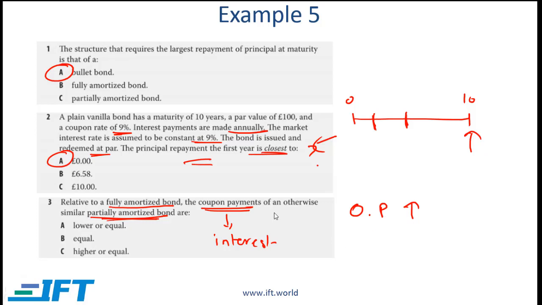The interest rate is the same. And how do we know that? That fact is contained in this word over here. When the question says otherwise similar, what this really means is that the market interest rate, the rate that we use to determine the interest amount, is the same for both these bonds. So with the partially amortized bond, the outstanding principal is higher. The interest rate is the same. Therefore, the interest payment is going to be higher than the interest payment for the fully amortized bond. The correct answer, therefore, is C.